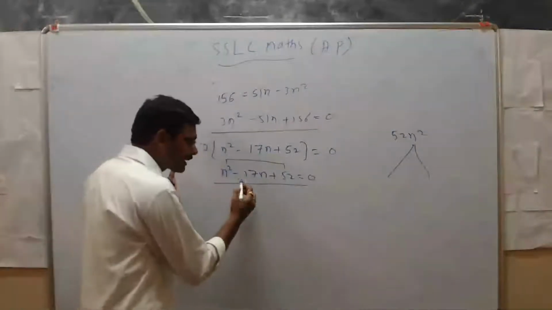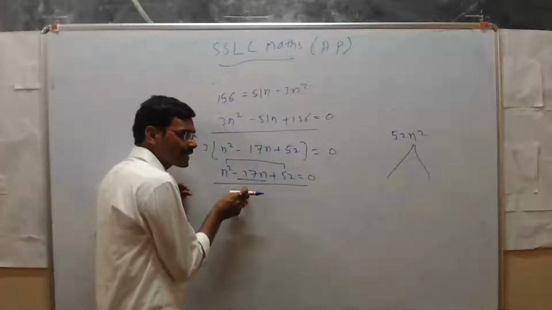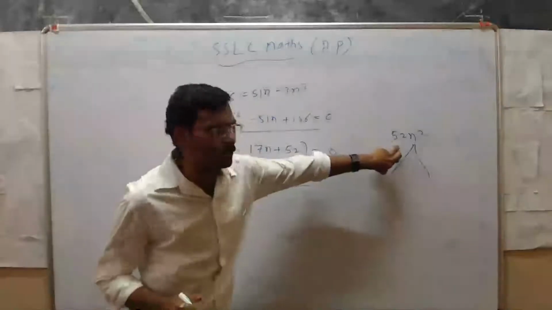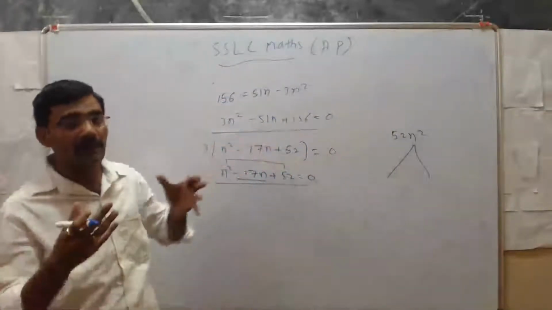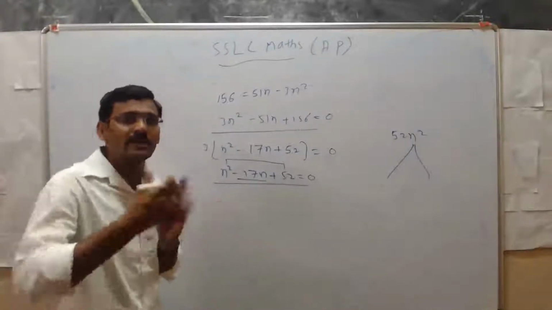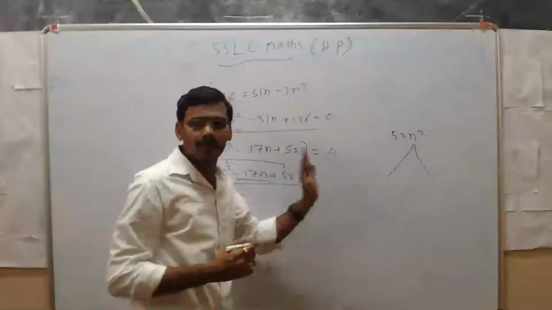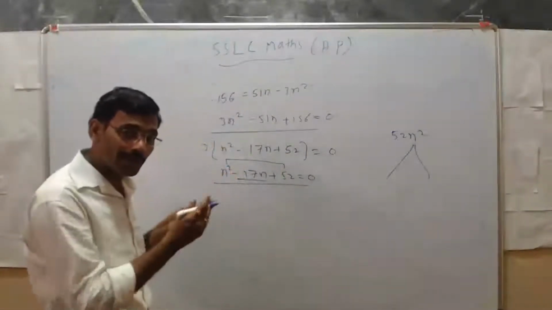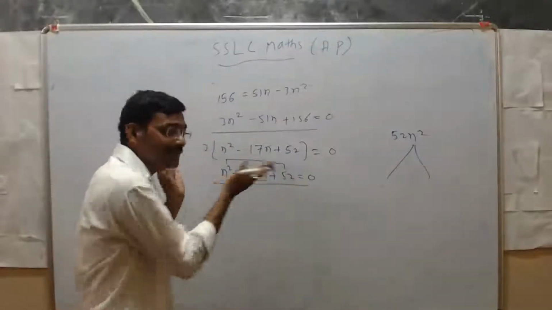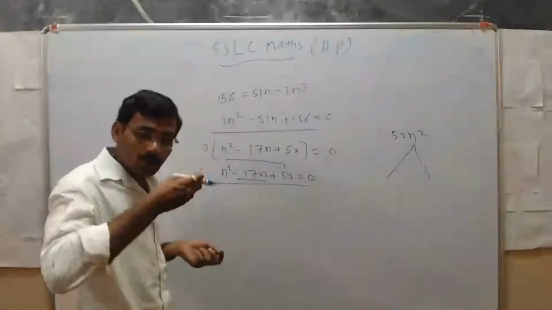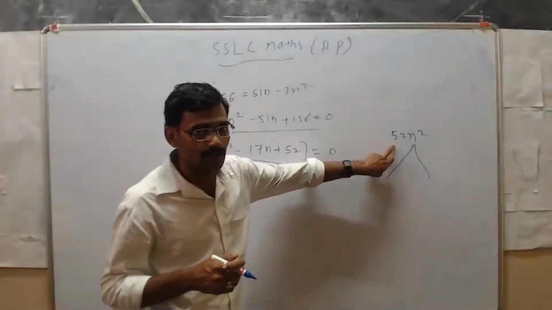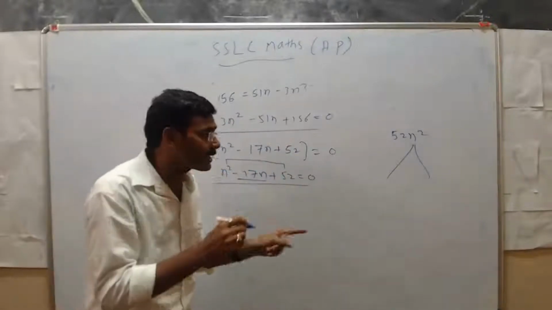Then we should split the middle term. The middle term is how much? Minus 17n. The multiplication should be 52n square. It means, sir, how can we factor? On which basis are we going to factor this quadratic equation? How can we split this middle term? On which basis do we have to split this term? We have to split minus 17n with the help of 52n square.